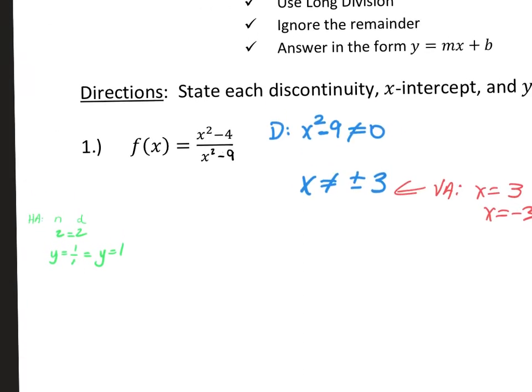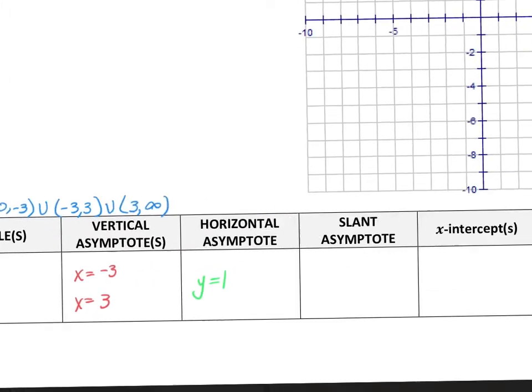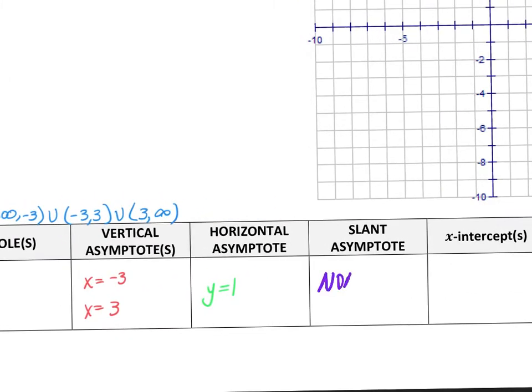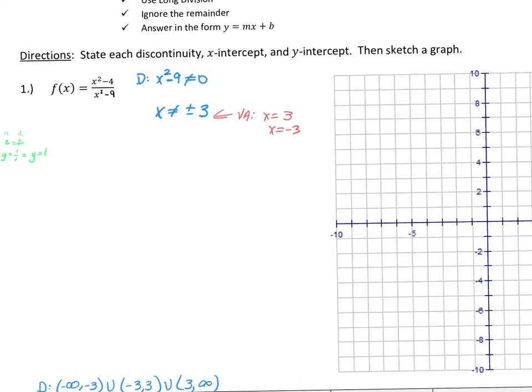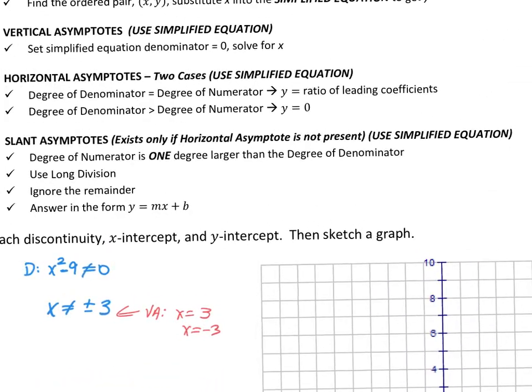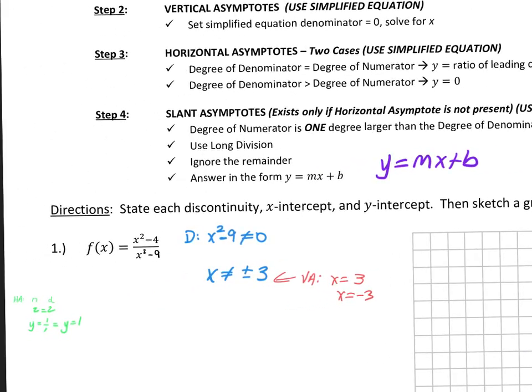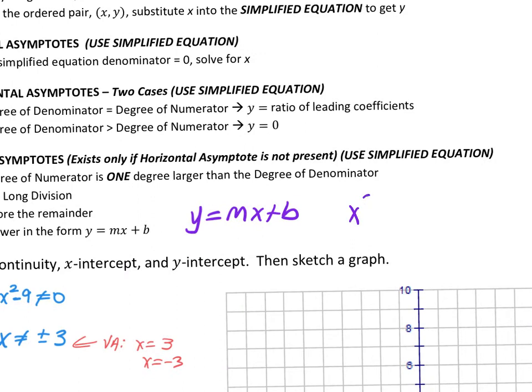For those of you who just see that, we're going to write none for slant. But for those of you who don't see that, I'm going to do a little work up here. Remember, your slant asymptote is going to be in the form of y equals mx plus b, the equation of a line. Let me use my long division: x squared minus 4 divided by x squared minus 9. First term into first term, x squared times what gives me x squared? 1.